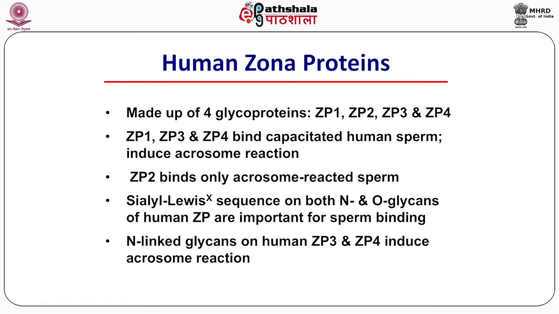The Sialyl-Lewis X sequence, which is present on both N and O glycans of the human zona pellucida, is important for sperm binding. The N-linked glycans on the human VP3 and VP4 are responsible for inducing the acrosome reaction. In mice, there are only 3 glycoproteins which make up the zona pellucida, namely VP1, VP2 and VP3, and in both cases VP2 is responsible for binding acrosome reacted sperm.